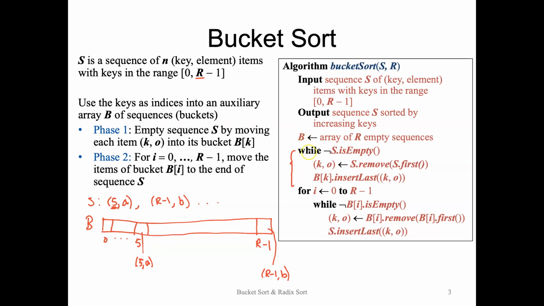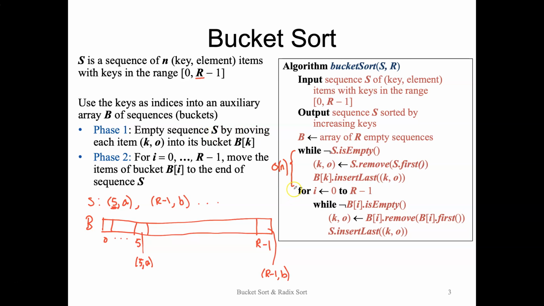Now the total runtime, so we haven't finished yet, but the total runtime of just this while loop is linear with respect to n. This is because we have n elements in our sequence, and we can do these operations in constant time: remove from a sequence, access the first element, access an index in an array, insert at the end of a list. So the total runtime of just this first while loop, the total runtime of this first phase of our algorithm, is big O of n.